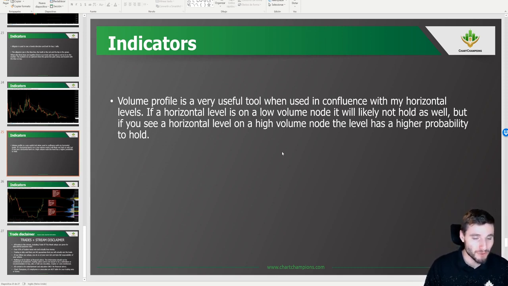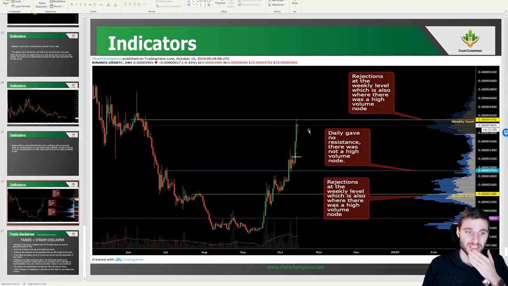So the volume profile, how can we use this? Specifically looking at high and low volume nodes. For example, this is ZRX, looking at ZRX in combination with the weekly levels and the daily levels. What we can say is that there were rejections at this weekly level where you had high volume nodes. Prehistorically, we had a high volume node here. As price comes up to the weekly, we can have more confidence in this level holding as resistance because there's a high volume node.